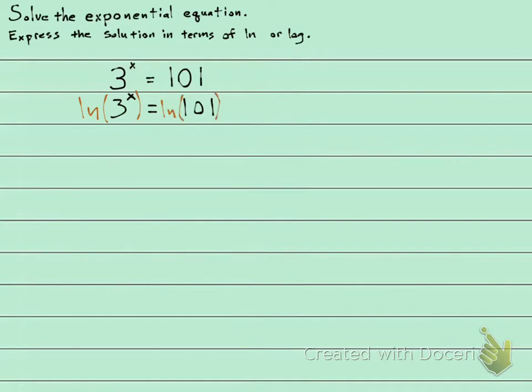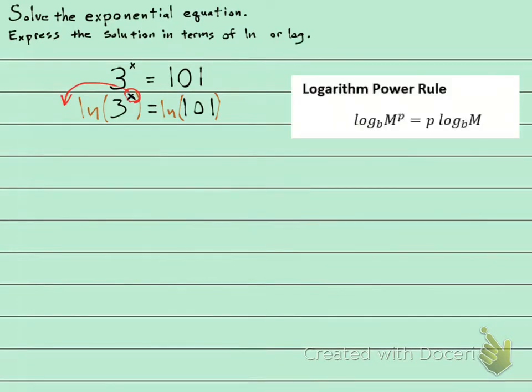Okay, now we have a property that's going to let us take this x and bring it out in the front. And that's exactly where we want it to be. Okay, and here is the logarithmic power rule. You see, if I have an exponent, I can take it and bring it out in front. Okay, and it comes back down to earth. So I'm going to do that with this x. So now I have x natural log of 3 equals natural log of 101.